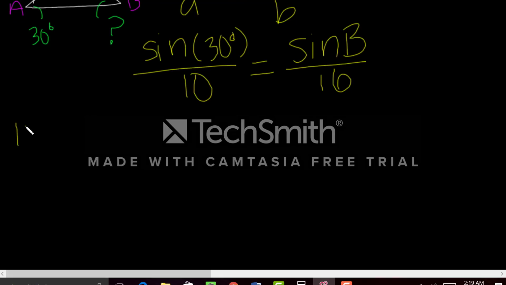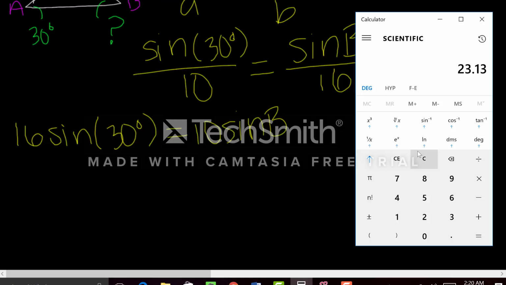So we're going to go ahead and cross multiply like we normally do. 16 times the sine of 30 degrees equals 10 times the sine of angle B. So I'll go ahead, pull up my calculator like I normally do. Let's clear all this out. So we'll go 30, sine of 30 degrees is 1/2. We're going to multiply that by 16, it's going to give us 8. Then we'll divide by 10, it's going to give us 0.8. These are some pretty simple calculations.